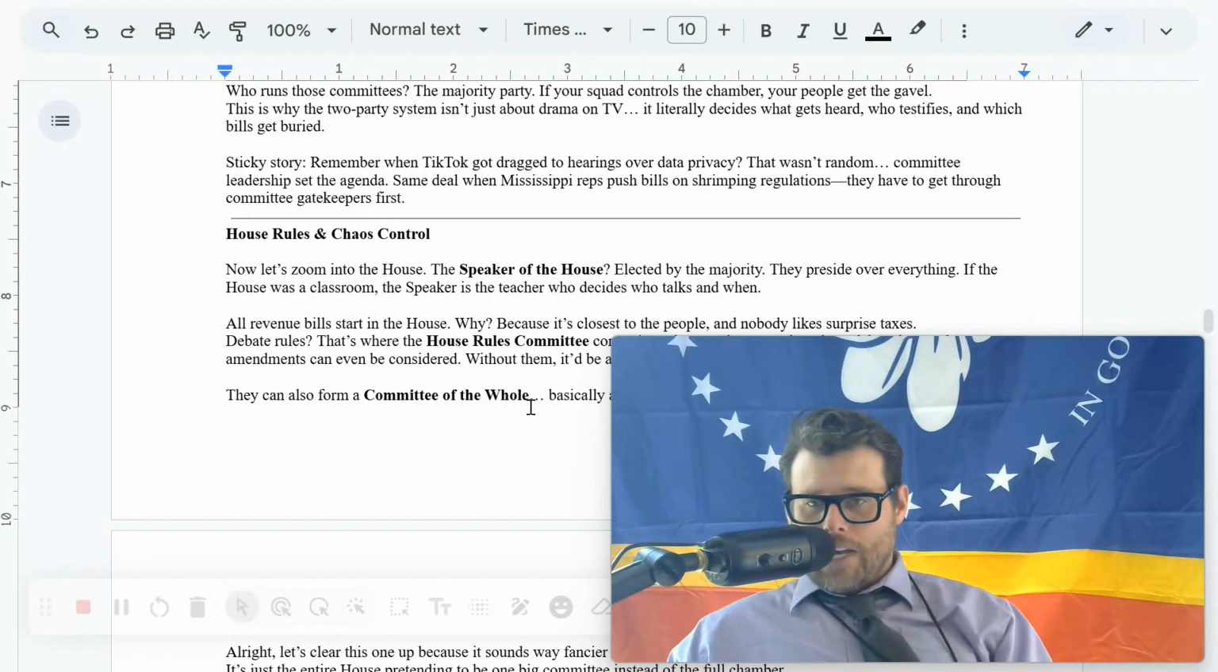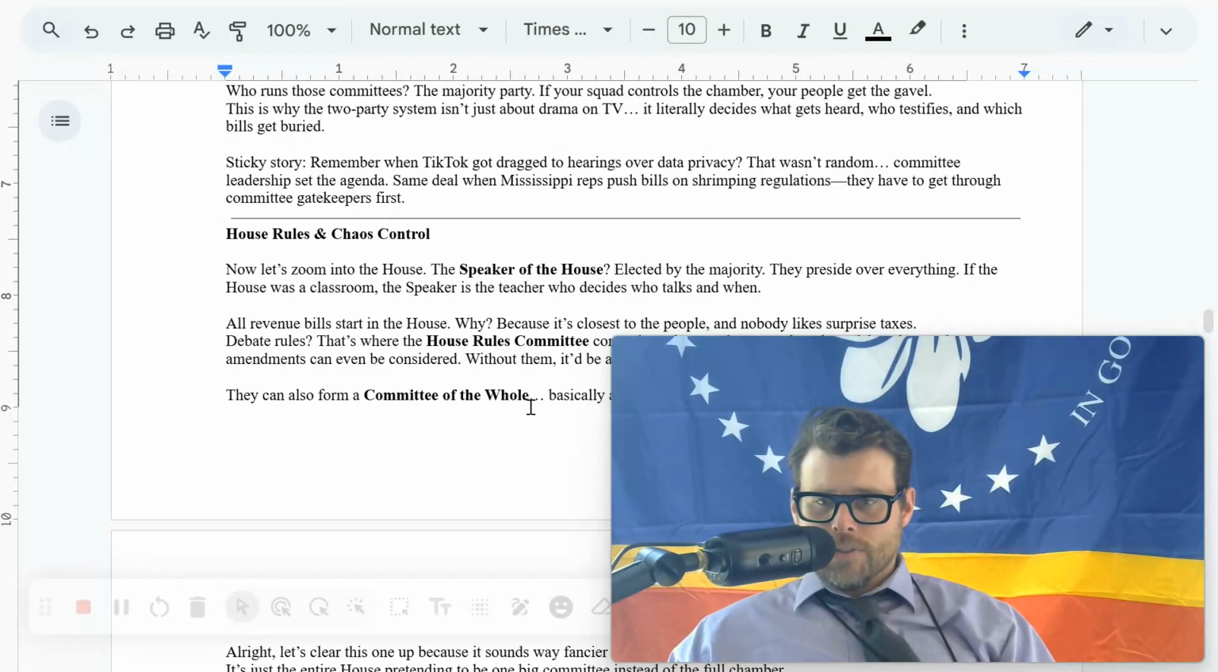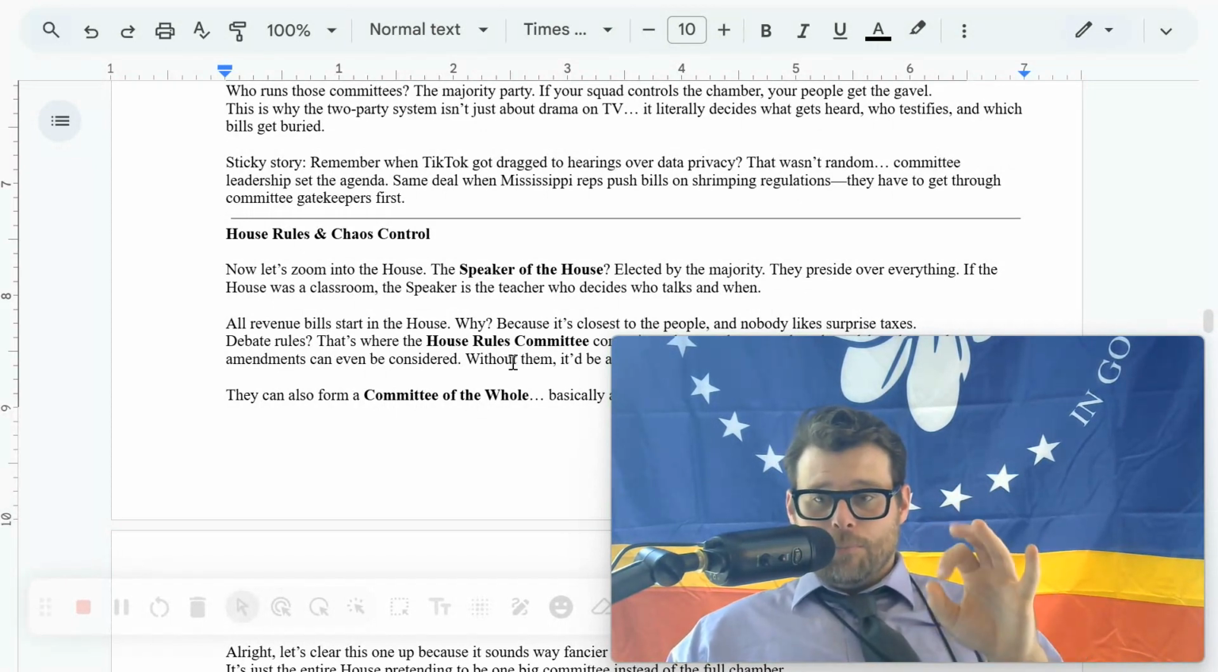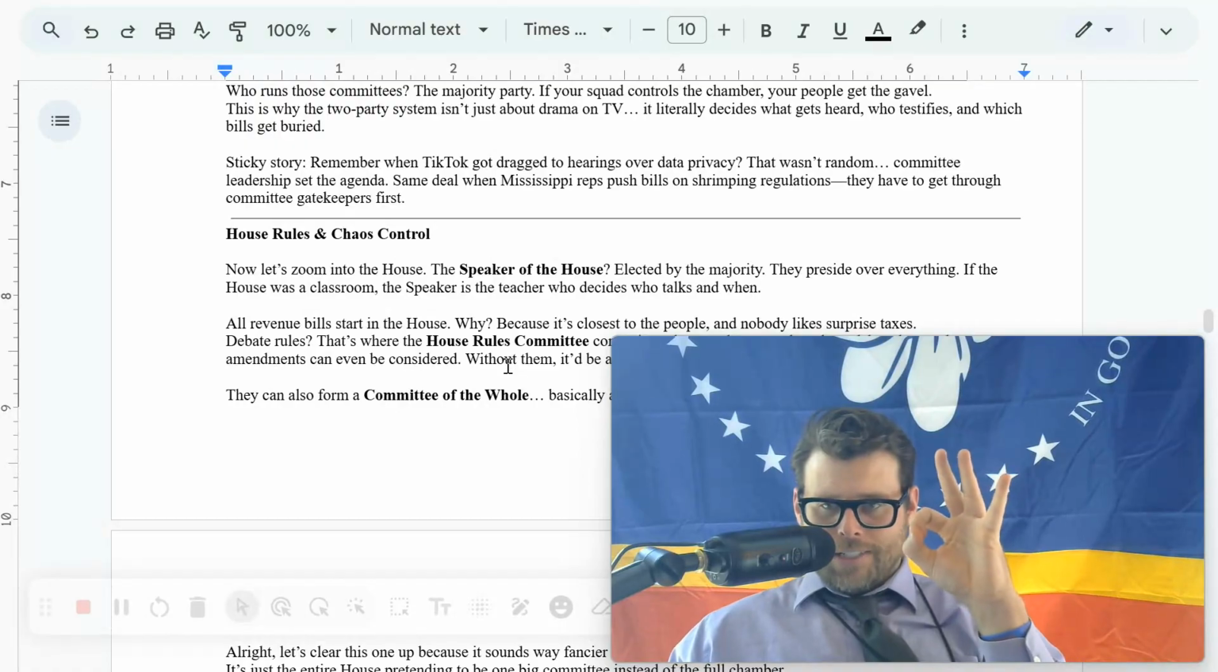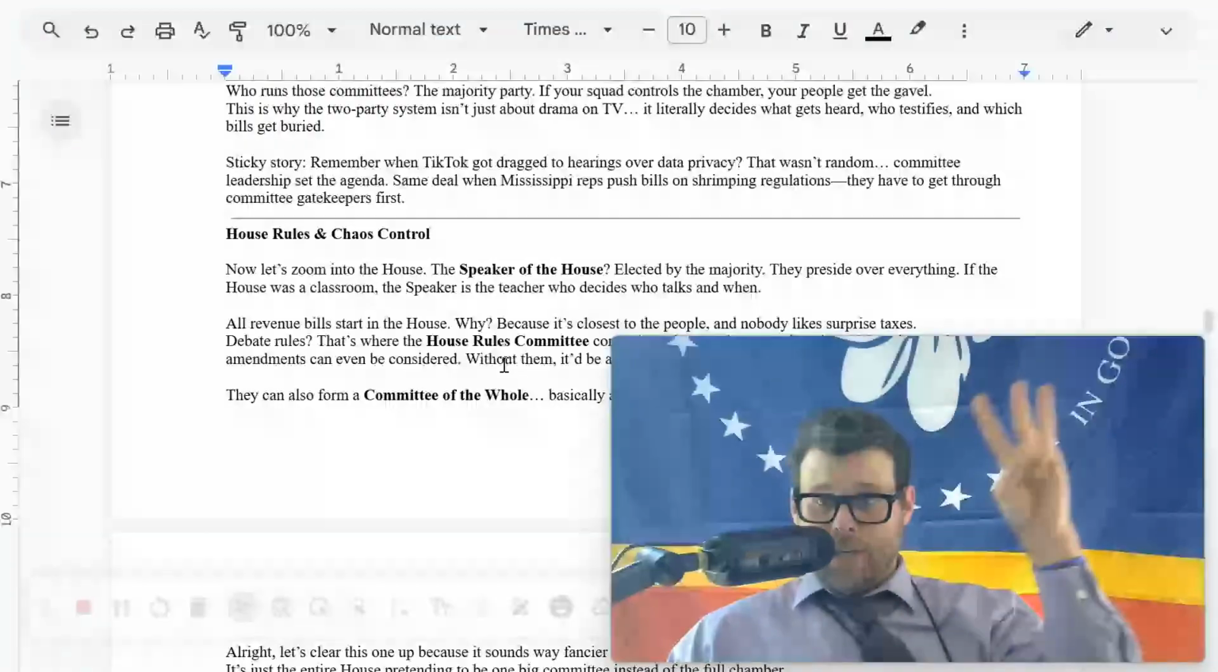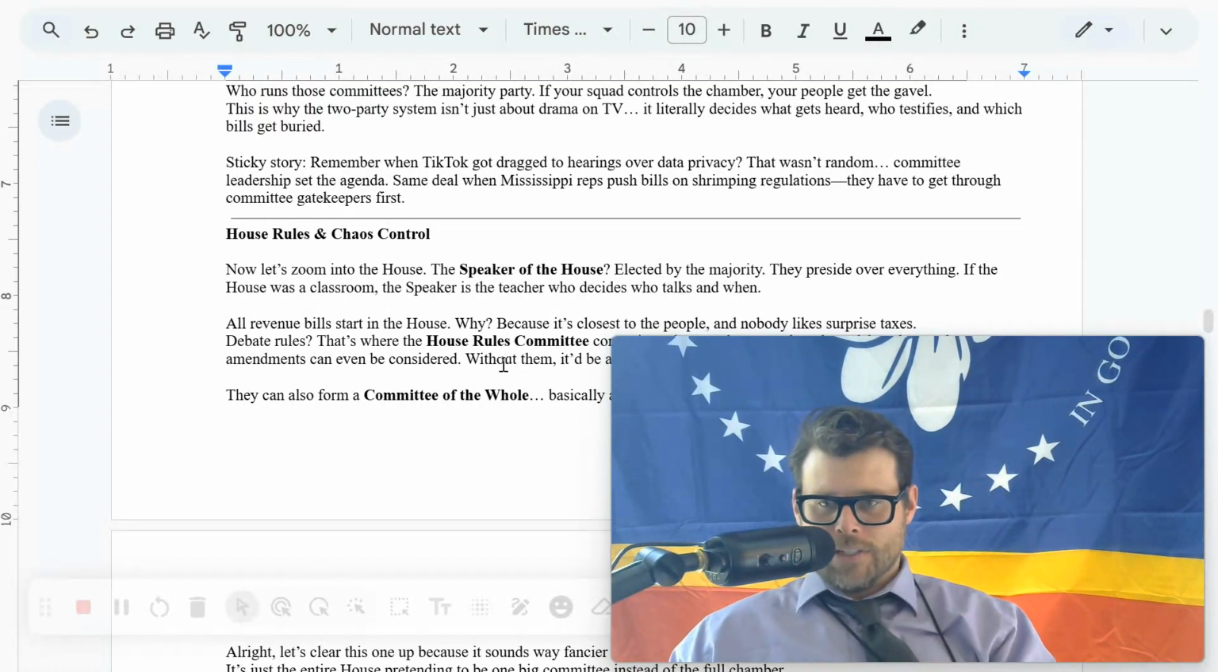Well, we have a House Rules Committee. And who is helping create these rules and run these rules in the House of Representatives? Their leader, the Speaker of the House. So how is the Speaker of the House the person who's third in line to the presidency? It goes President, Vice President, Speaker of the House. That's the line of succession.